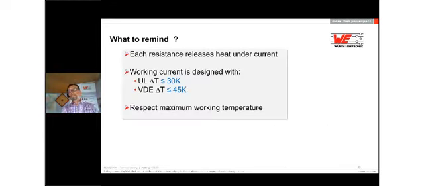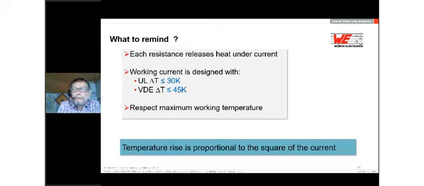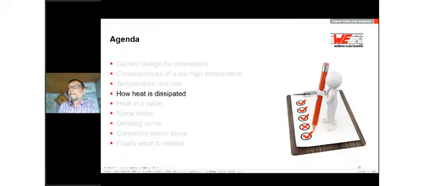What do we have to remember in this case? Each resistance releases heat under current. The working current is designed regarding UL with a delta T of 30 Kelvin maximum, and regarding the VDE standard here in Europe, it's a delta T maximum of 45 Kelvin. And we have to respect the maximum working temperature of the plastic material regarding the relative thermal index. The most important thing, temperature rise is proportional to the square of the current. So now we have double current and we have 4 times more warming, and now we have to take care about how we can dissipate the heat again. So we come to the next point, how can the heat be dissipated?